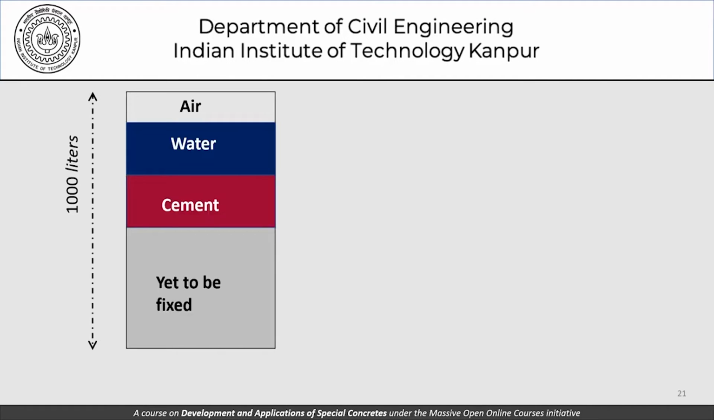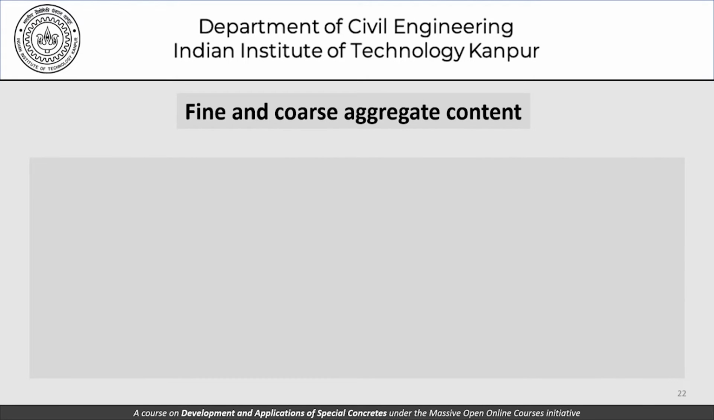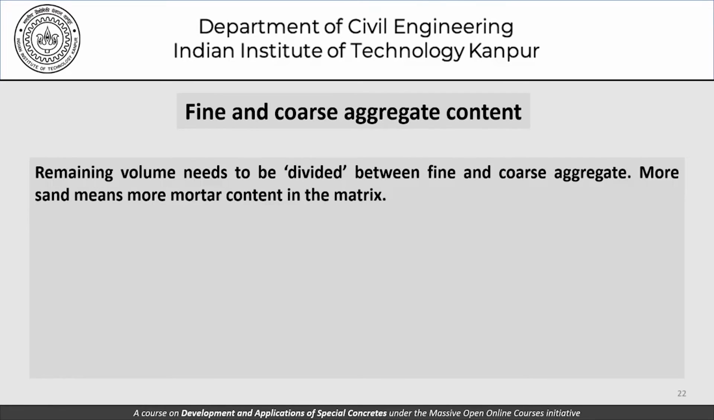There are at times criteria such as the durability or the heat of hydration that may govern the cement content, but that is something which we will address at a later point in time. So for the time being, we are going straight from normal concrete proportioning: air content, water, cement. Now we have to find out the fine and coarse aggregate content. The remaining volume, of course, needs to be divided between fine and coarse aggregate.